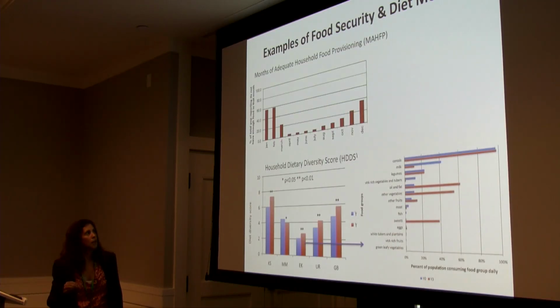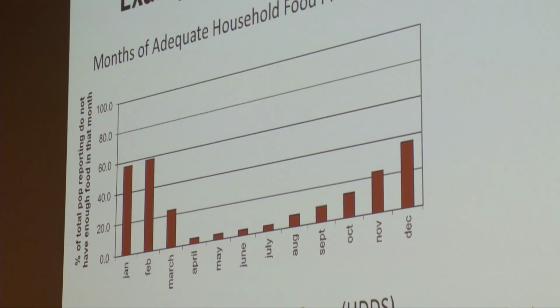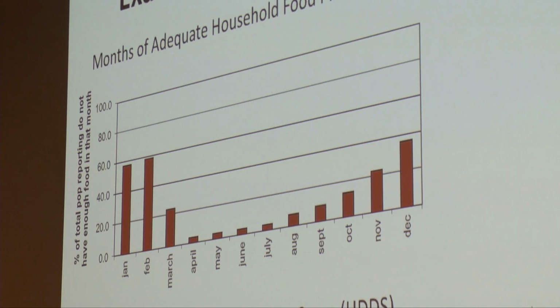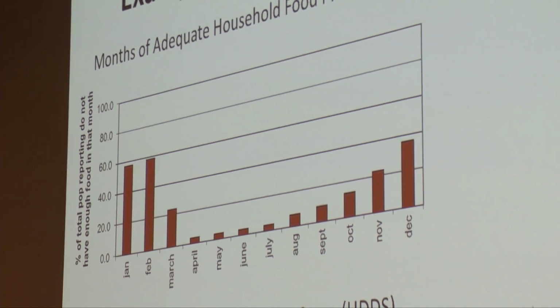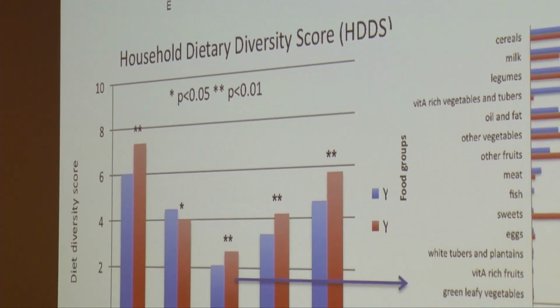This is just an example of the monthly provisioning, percentage of a total population reporting they do not have enough food in that month. This was data that we collected in Malawi. You can clearly see the seasonality of maize, right? And if you overlay the question, do you not have enough maize in that month, it naturally overlays with the seasonality and the hunger period. Very basic, easy question on food availability. A lot of people use it.